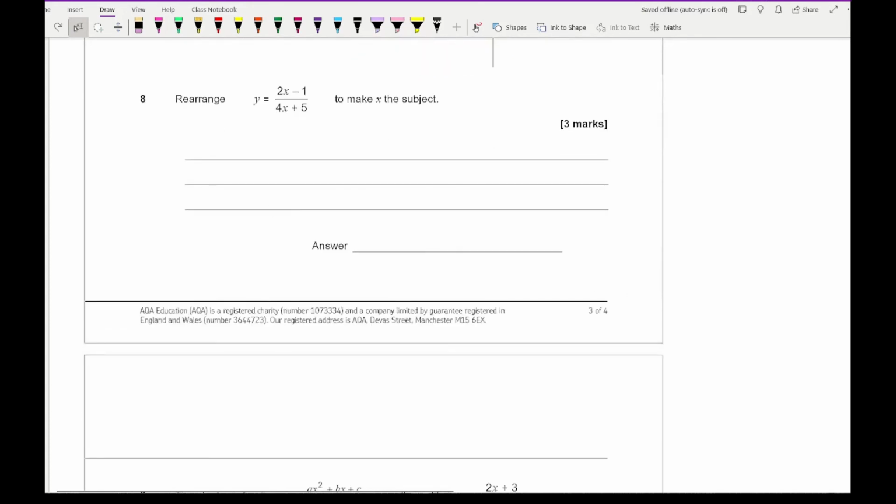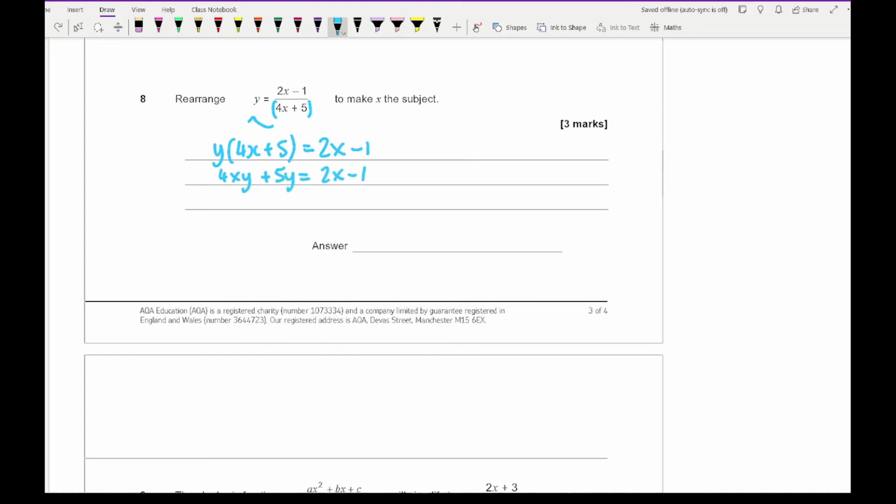rearrange the formula to make x the subject. So again, here you can see we've got two x's. What I'm going to do is first of all put that in brackets and then take that over to the side. So what I've got is y lots of 4x plus 5 equals 2x minus 1. From this, what I then want to do is expand the brackets. So I've got 4xy plus 5y equals 2x minus 1.